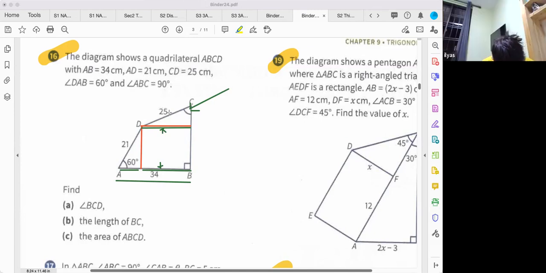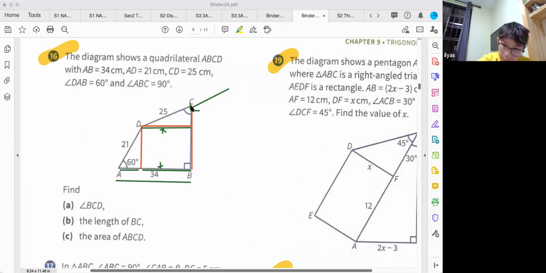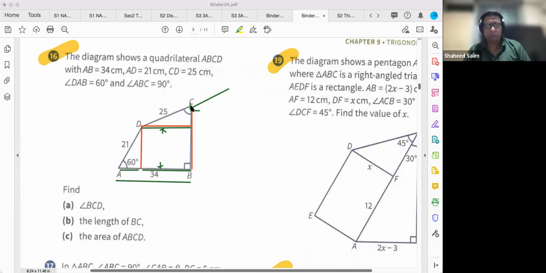70.05. Well done. Okay. How will you find BC? BC is from here to here. You know how to find BC? Yeah. Okay.